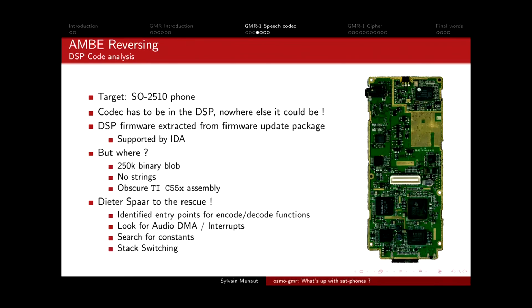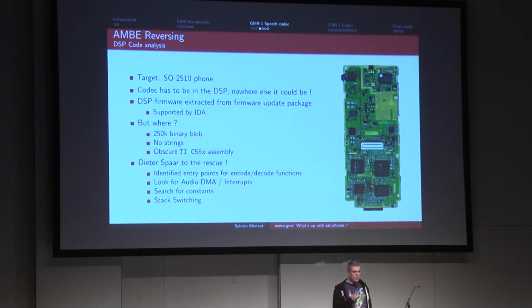Now, we knew the codec was in the DSP, and how did we know that? There are simply no other places it could be. There are a bunch of chips on that phone, of course, but there are only two where it could possibly be: the TI OMAP main processor, and a small ASIC, which we named the Dalma ASIC because there's a big Dalma marking on it. And at first, we actually thought that that chip was the AMBE codec.